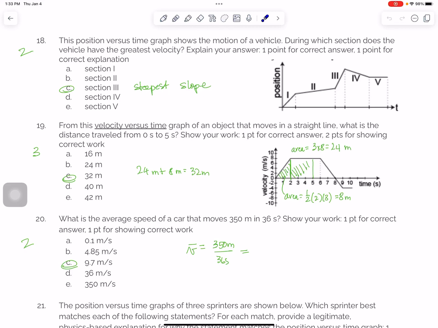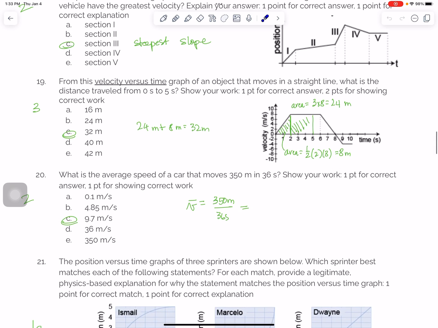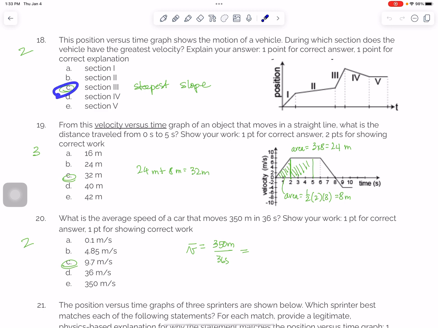Okay, the next one, position versus time graph, shows the motion of a vehicle. During which section does the vehicle have the greatest velocity? So it has the greatest velocity during section 3, because that's where the slope is the highest, which means it is covering the most position in the least amount of time. So 2 points, one for the answer, one for the explanation.